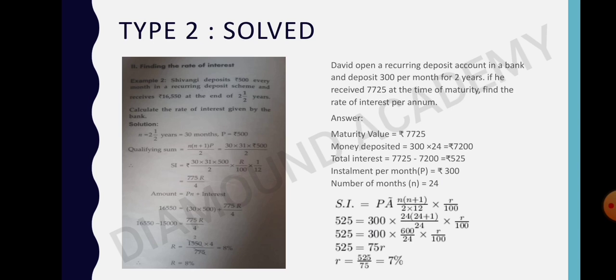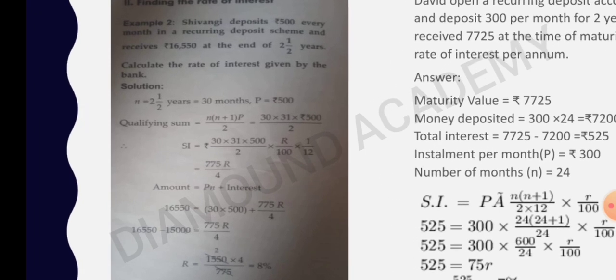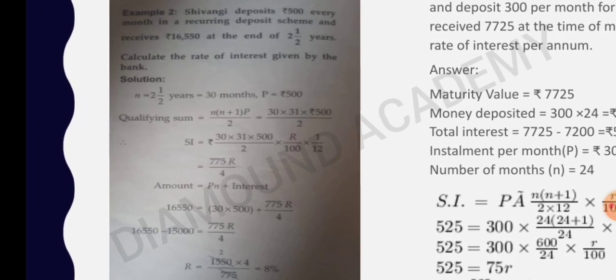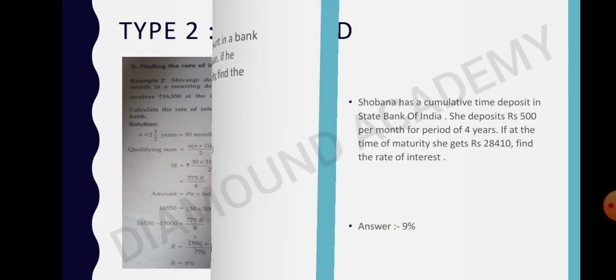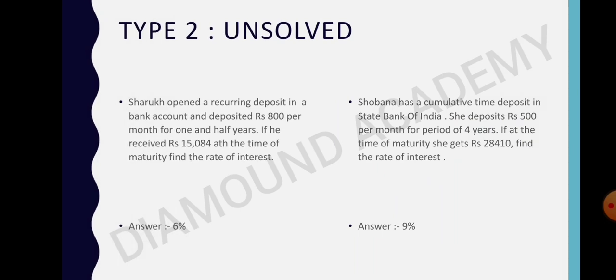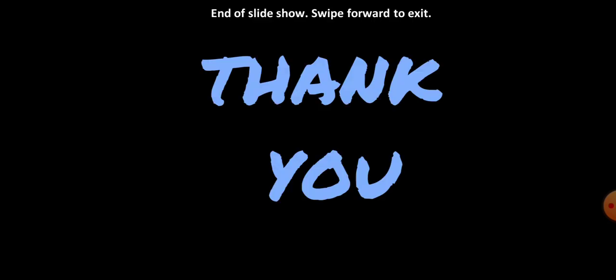Same way here also they have solved that Shivangi deposits 5,500 every month in RD scheme and receives 16,550. Exactly same sum. I think only the method of solving will be different. So that is why I explained you this one. This one is easier, and this you can go through for your reference. Again, 2 sums unsolved which you will solve and send it to me next class. Thank you.